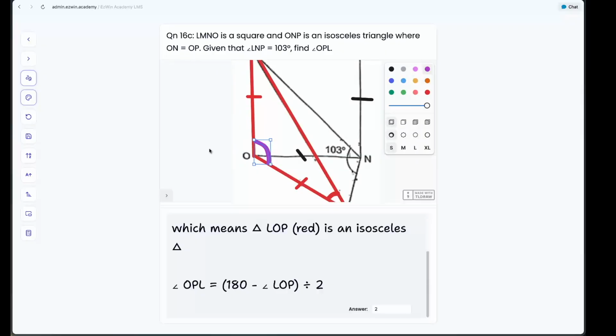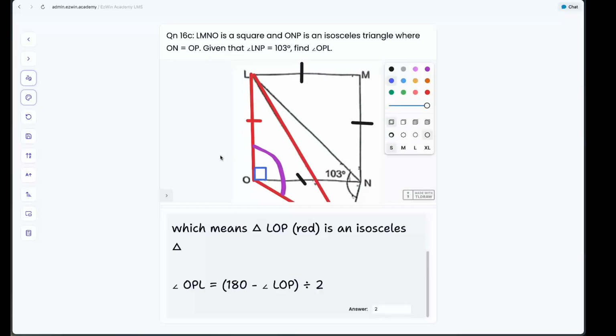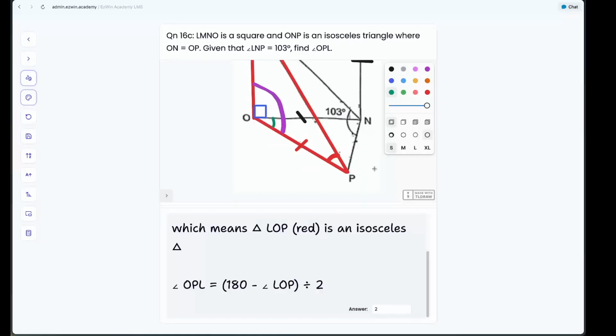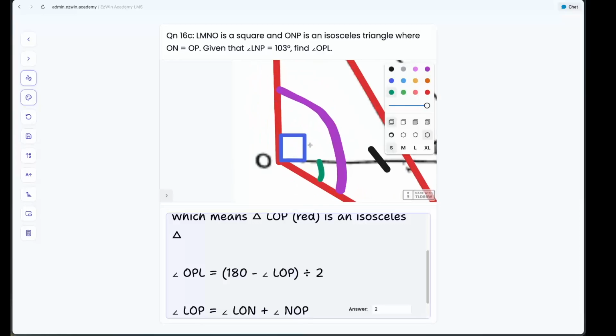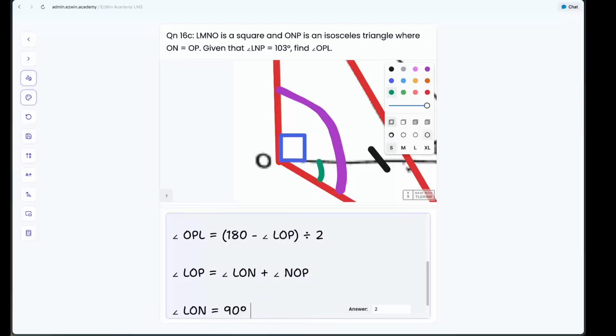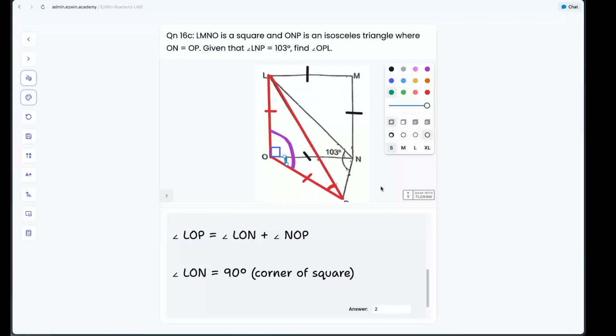So what is this angle LOP? Since we know that this whole thing is a square, this angle LOP over here consists of two things. The first one is a right angle because this is a square, and the second one is this angle NOP. So angle LOP is basically LON, which is in blue, and NOP, which is in green. So we know that angle LON is 90 degrees because it's the corner of a square. So the next thing we want to find is this green angle over here, which is NOP. So how do we do that?